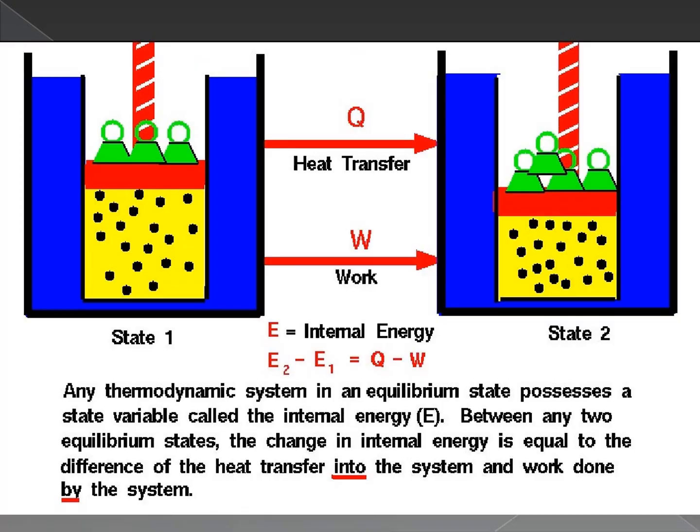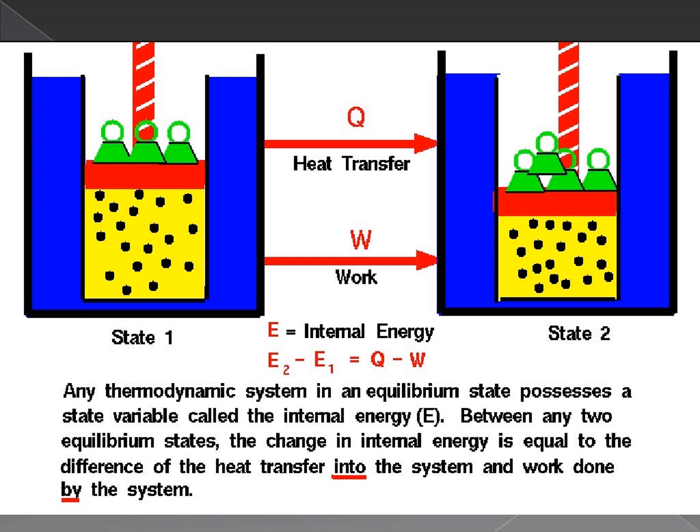We have to know about what is internal energy. So here there is a state 1 and state 2. So the Q is transferred from the state 1 to state 2, and W is also done from state 1 to state 2. So first the piston cylinder is on top of the part, and the weight is increased. When the weight is increased, the Q heat transfer also increased and work is also done.